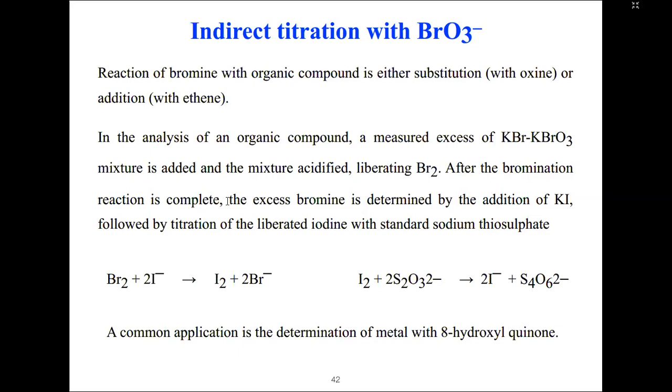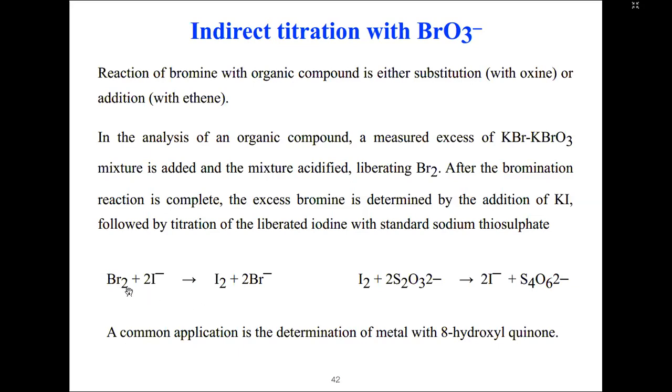The reaction is complete. The excess bromine is determined by the addition of KI. Now you do the reaction: you first produced a known amount of Br2. Then you react that for bromination and there is some Br2 left over. Now you need to determine how much Br2 is left over. For that, you react with KI followed by titration of the liberated iodine with standard thiosulfate.